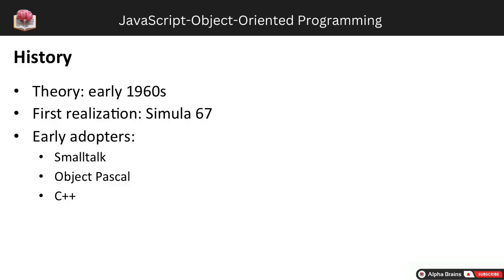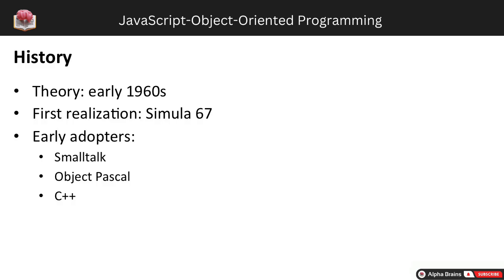Object-oriented programming is a programming paradigm that goes all the way back to the 1960s. It first appeared in a form that we might recognize today in a language called Simula 67. It was such a potent idea that it was quickly adopted by other languages, most notably Smalltalk, Object Pascal, and C++. Most modern programming languages, including JavaScript, have origins in these languages.